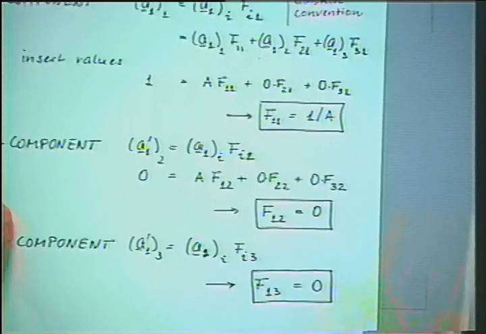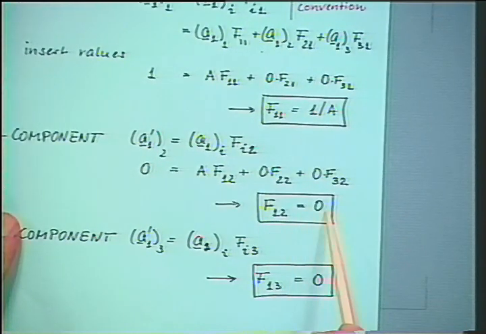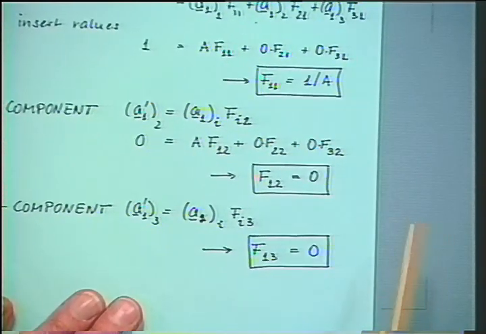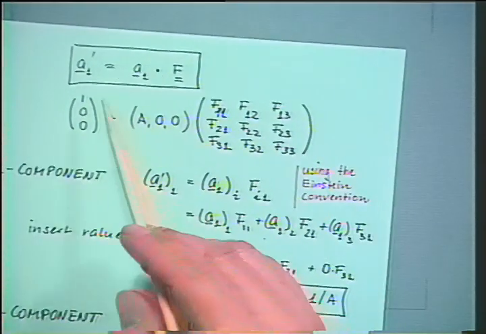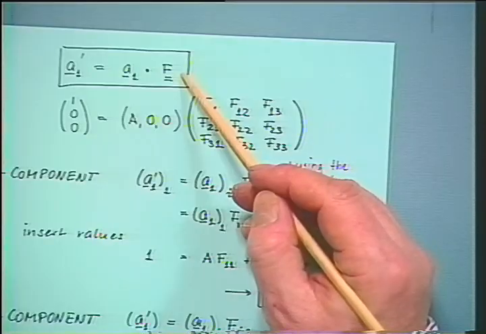Again, A is 0, 0, the same components. And the result is that F12 is equal to 0. Let's try it again with the third component, since I mixed it up so much. Let's take the third component. We get the third component of this vector by dotting with delta 3.